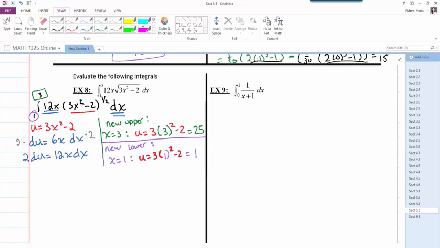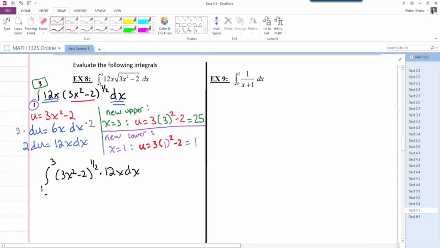So then, recall this is equivalent to the integral from 1 to 3 of 3x squared minus 2 to the 1/2 times 12x dx. Therefore, if I'm doing my substitution, I know it's going to be the integral from my lower limit of integration, which is now 1, to my upper limit of integration, which is now 25. 3x squared minus 2 is my u, still raised to the 1/2. And my 12x dx is equal to my 2 du.